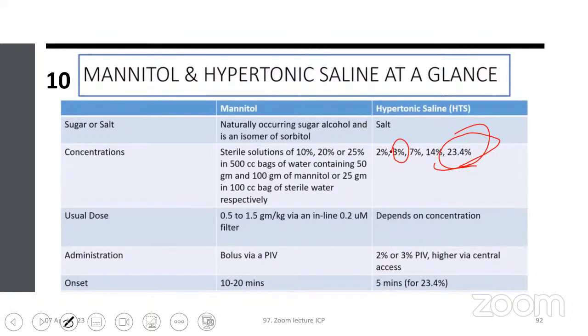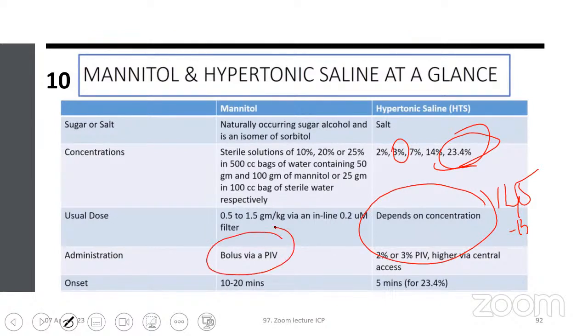The usual dose is 1.5 grams per kg via an inline 0.2 micron filter, if you are using one. And here it depends on the concentration. We keep the serum sodium at approximately 145 to 155. So bolus administration, especially when Lundberg A and B waves are seen, should be given. Then only it acts better. A central line is required for the normal hypertonic saline administration, otherwise thrombosis happens. Onset of action for mannitol is 10 to 20 minutes, and for saline it is almost 5 minutes, if you are using 23.4% hypertonic saline.